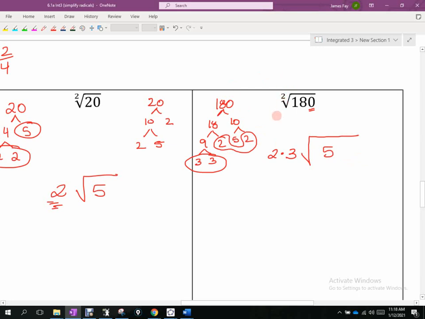Okay, some people prefer when they write their factor tree, I'm just lazy, so I like to just circle them. But some people like to go 2 times 2 times 3 times 3 times 5, so that they can see the group of 2s and the group of 3s a little bit easier. That's just personal preference, okay? But when I do this, now I get, what's 2 times 3? 6, so I get 6 radical 5, okay?